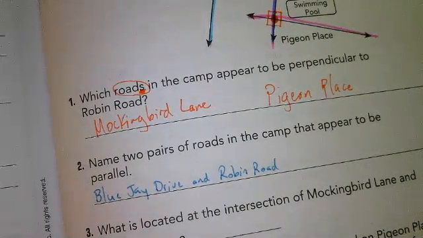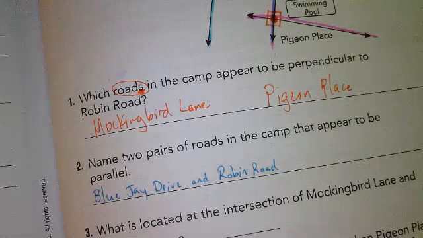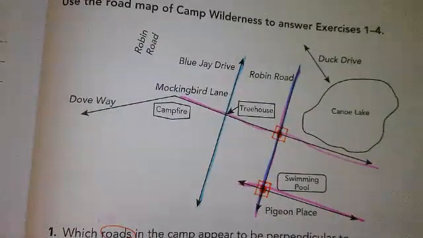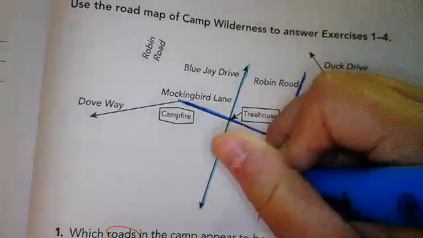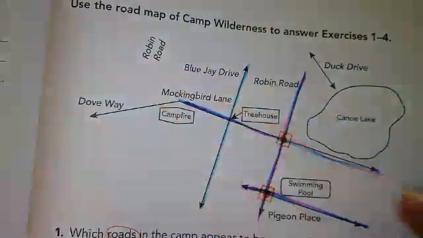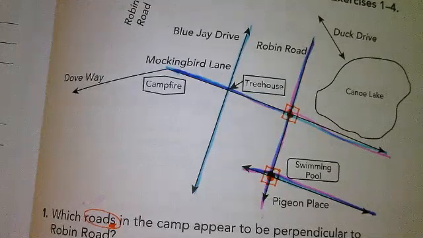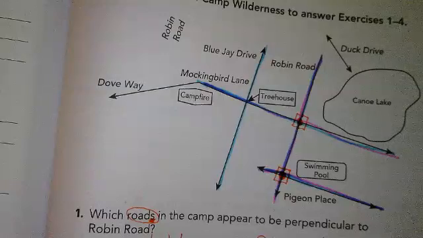Now, remember it says we have 2 pairs. So this is 1 pair. We need 1 more pair. What are 2 more lines that appear to be parallel? Who can give me 2 more lines? Mackenzie? Okay, Mackenzie says Mockingbird Lane right here and Pigeon Place. Do those appear to be going the same direction forever? Are they ever going to cross each other? No, those 2 are also parallel. So we're going to say Pigeon Place and Mockingbird Lane.